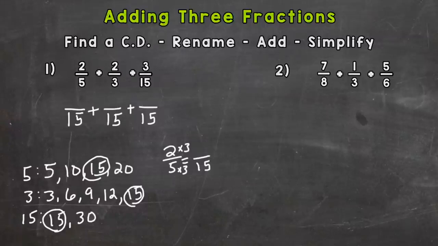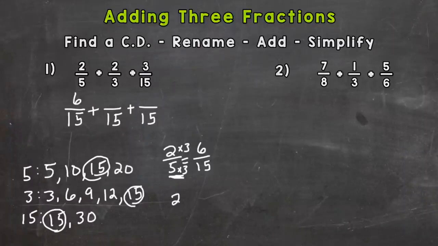So 2 times 3 is 6. Again, I did 5 times 3 equals that denominator of 15, and then I need to do the same exact thing to the top in order to get an equivalent fraction. So 2/5 is 6/15. They're equivalent. I'm not changing the value of any of these fractions or the problem overall.